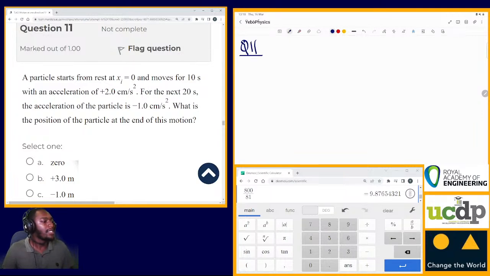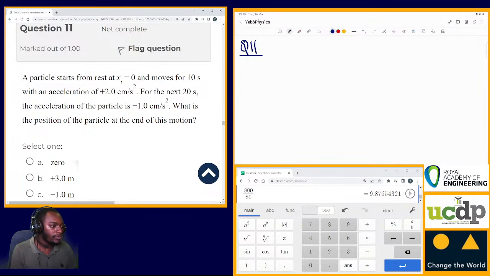A particle starts from rest at x_i equals 0, moves for 10 seconds with an acceleration of 2 centimeters per second squared. For the next 20 seconds, the acceleration of the particle is -1 centimeter per second squared. What is the position of the particle at the end of this motion?